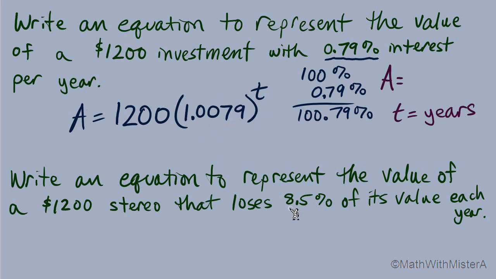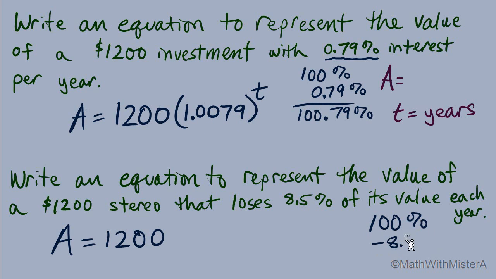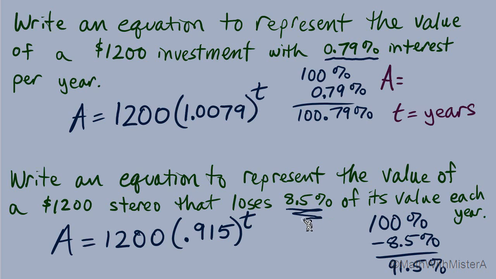In this situation, it was a percent decrease of 8.5%. So our amount would again start at $1,200, but an 8.5% decrease from 100%, taking away 8.5%, leaves us with 91.5%. So as a decimal, we're using 0.915. But still, the exponent tells us how many times to do that multiplication, which does the 8.5% decrease.